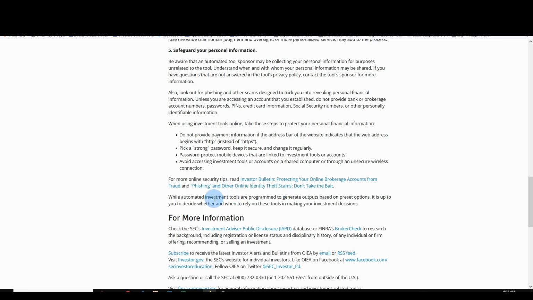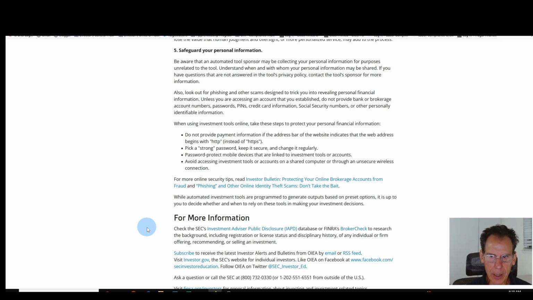While automated investment tools are programmed to generate outputs based on preset options, it's up to you to decide whether and when to rely on these tools in making your investment decisions. For more information, check the SEC's Investment Advisory Public Disclosure Database or FINRA's BrokerCheck to research the background, including registration or license status and disciplinary history, of any individual or firm offering, recommending, or selling an investment.